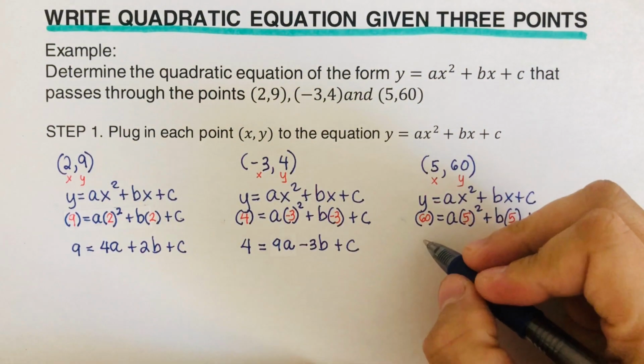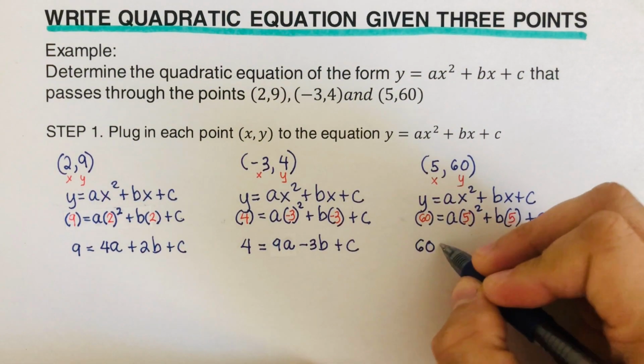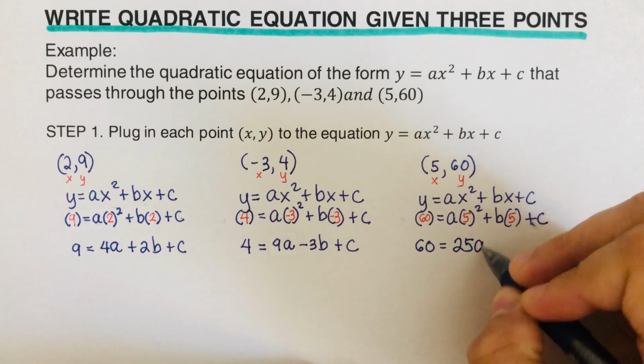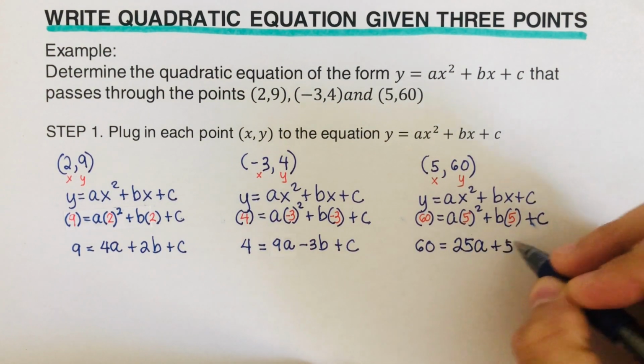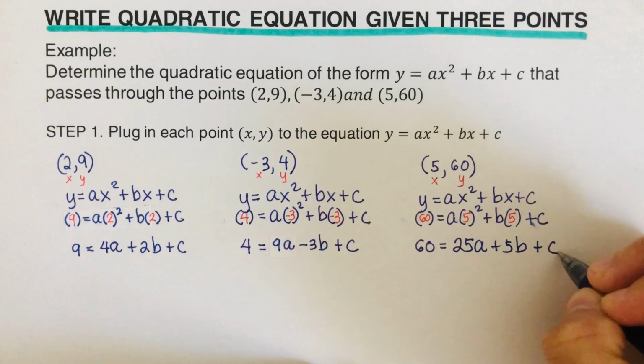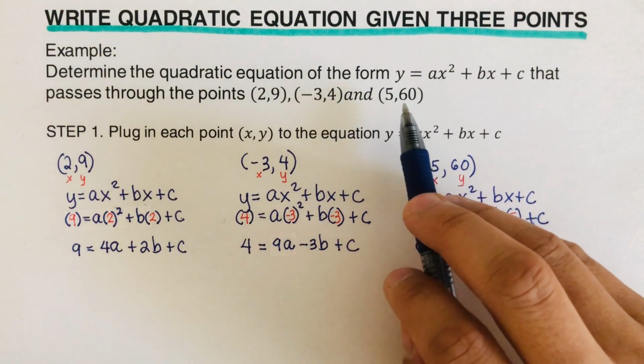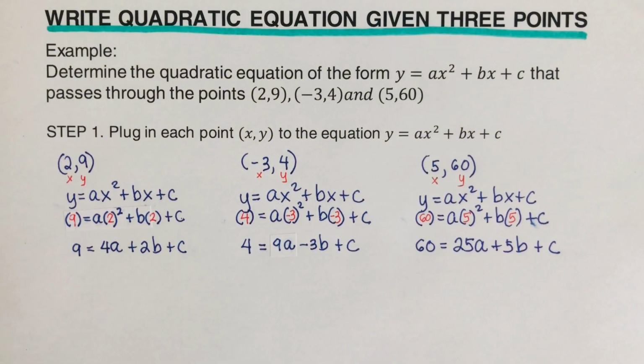So the equation that we have here is 60 equals 5 squared, which is 25, a plus 5b plus c. This is the third equation that is coming from this, using this point right here. Let's move on to the next step.